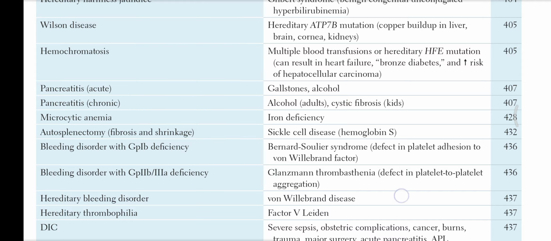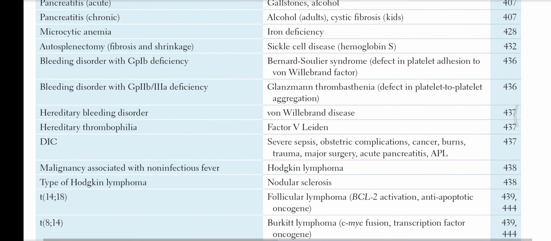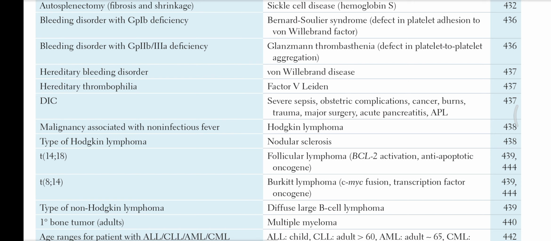Microcytic anemia, it is associated with iron deficiency anemia. Autosplenectomy, it is fibrosis and shrinkage. It is associated with sickle cell disease, hemoglobin S. Bleeding disorder with GP1B deficiency. It is Bernard-Soulier syndrome. This is a defect in platelet adhesion to von Willebrand factor.